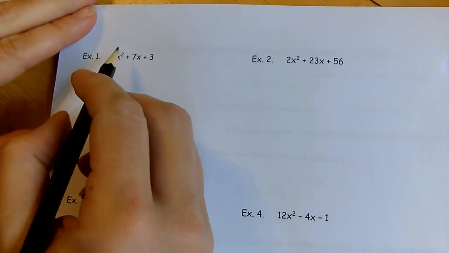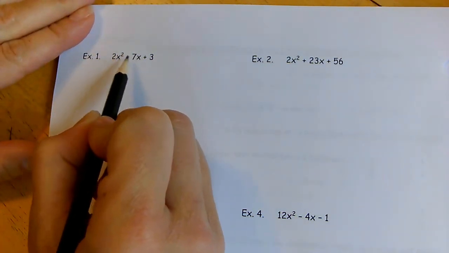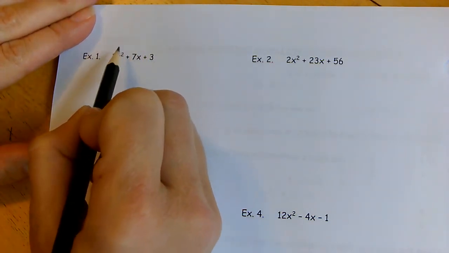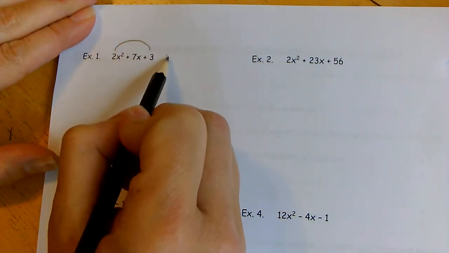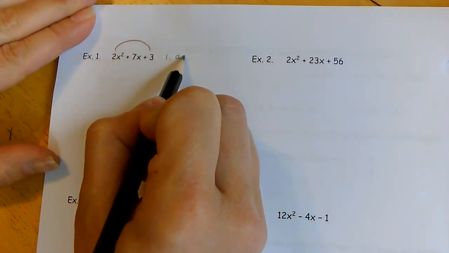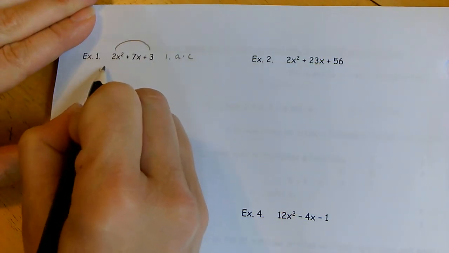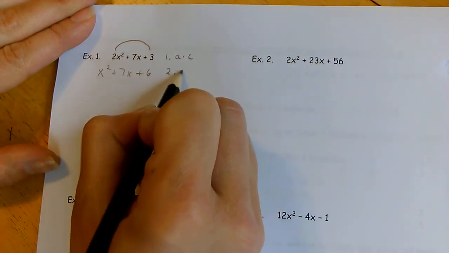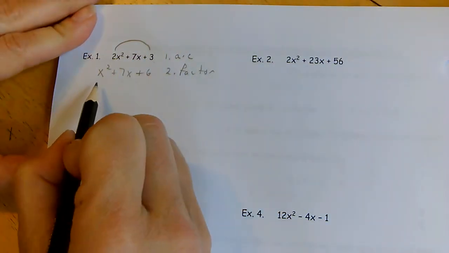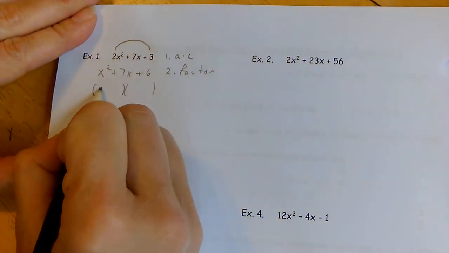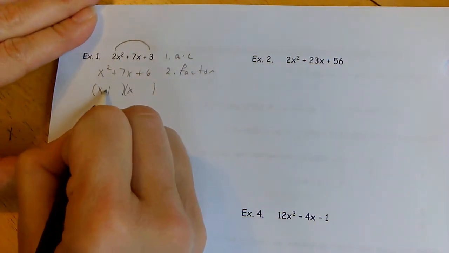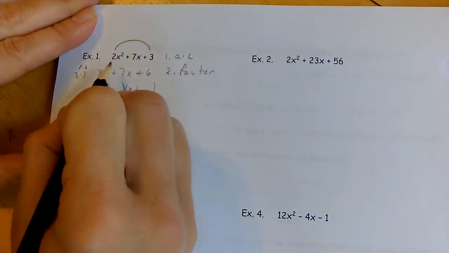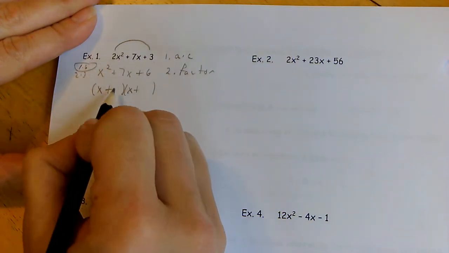So let's keep going. I have my trinomial. My leading coefficient is not 1. I cannot divide everything by 2. So first, I do a times c. 2 times positive 3 is 6. Next, I'm going to factor. Two sets of parentheses. Break up my x. Same sign, both positive. Two numbers that multiply to 6 that add to 7. 6 and 1.